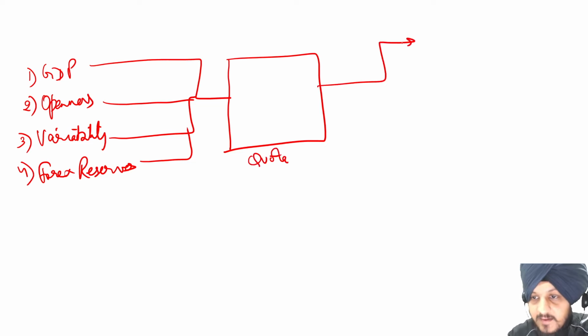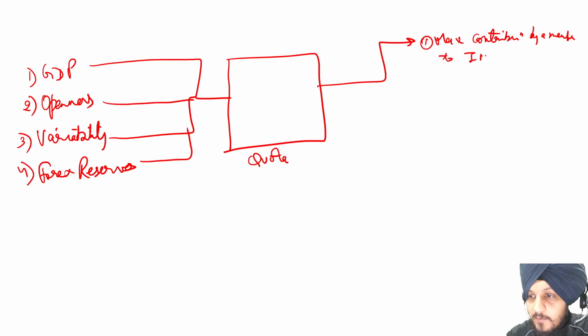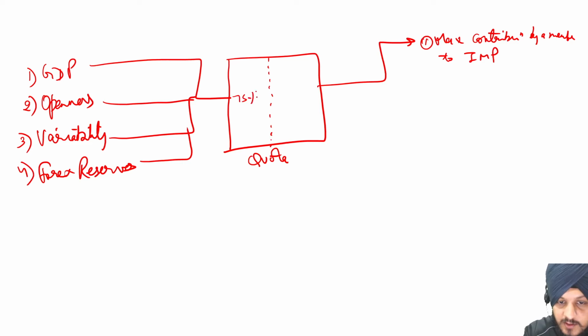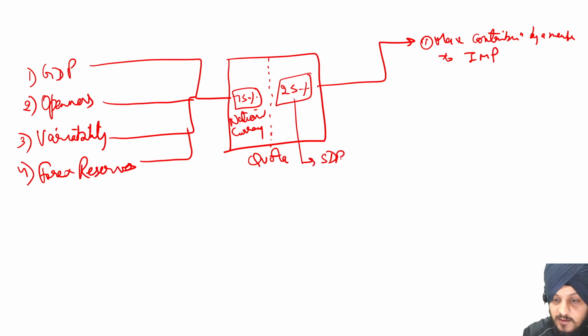The first thing is, as I've already said, the maximum contribution by a member to IMF. Now, how is this contribution made? This contribution is made in two forms. 75% of the contribution can be made in the form of its national currency, and 25% of the quota contribution has to be made in the form of SDRs.